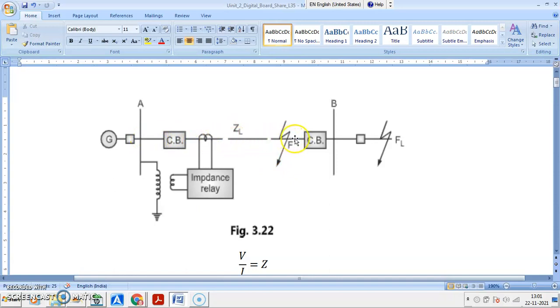Now whenever there is a fault, then new impedance Z fault is less than ZL. Okay. So this CT will sense more current flowing through the circuit, normal current, and when there is a fault, there is a faulty current. So impedance reduces, current increases. So impedance relay will sense this and the relay will operate. This circuit breaker will operate to isolate the fault.